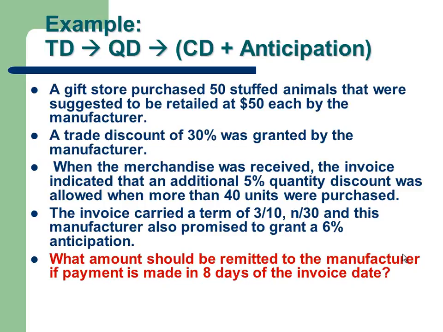So starting from list price, getting trade discount off to establish the invoice cost, and then take off quantity discount and establish billed cost, and then take off cash discount and anticipation from the billed cost to finally know how much you need to pay. Okay, so let's pause the video here. Let's work on the problem.